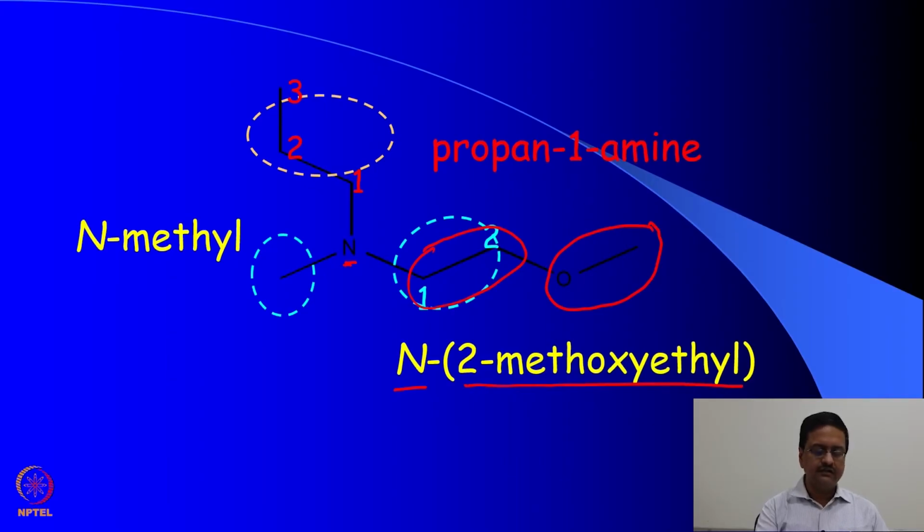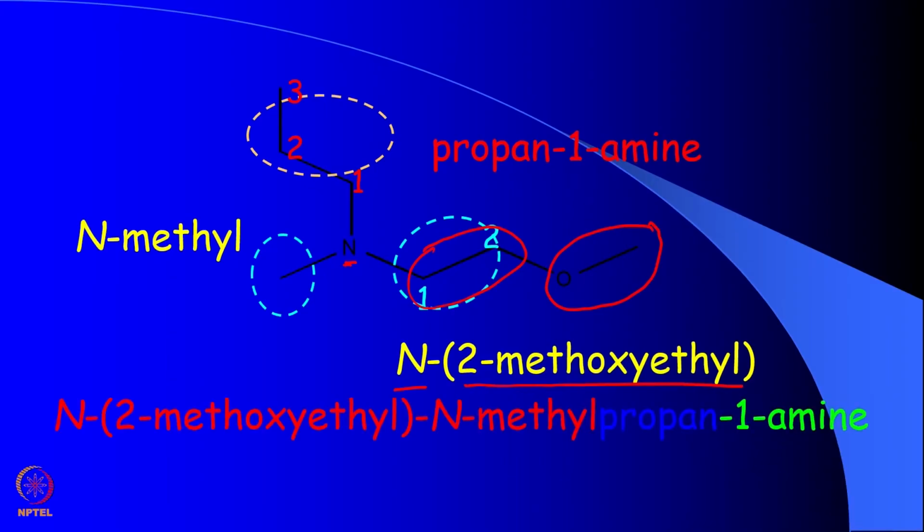So, altogether the name should be N-2-methoxy ethyl N-methyl propane 1 amine. So, once again you see here we are following the rules that we have learned from the very first class. We need to identify the longest chain, we need to identify the substituents, and then write the name with the alphabetization of the substitutions.